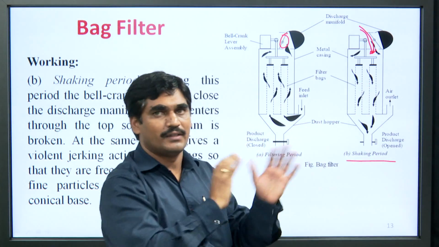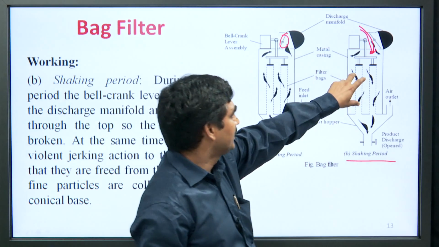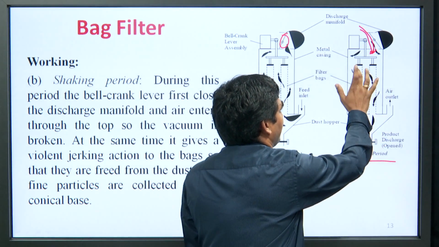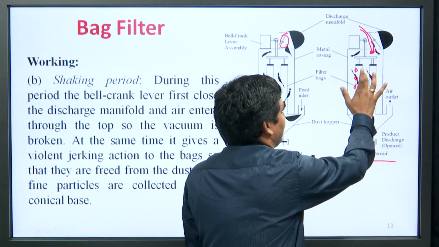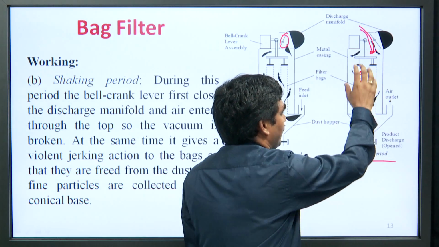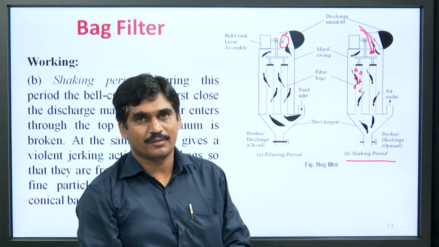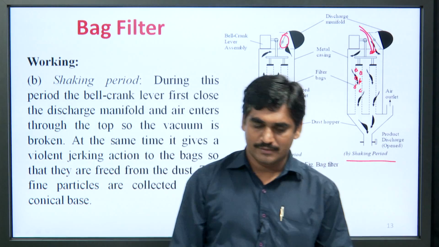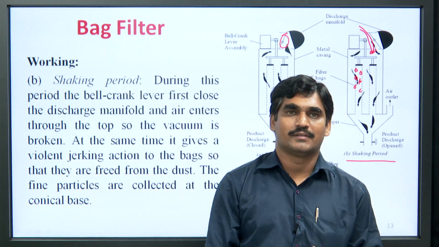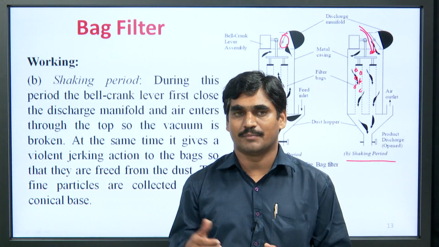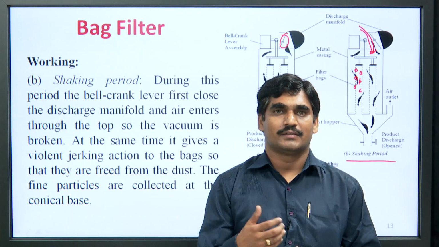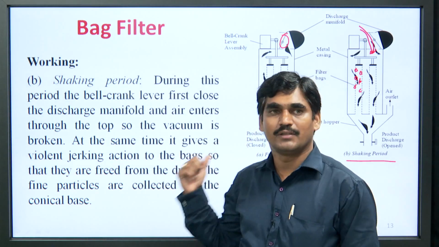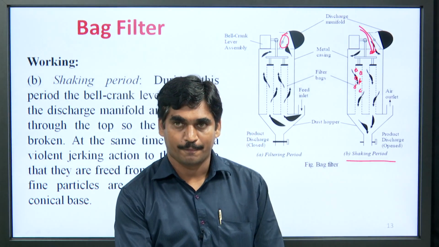So, these bag filters are shaken, due to which the particles attached to the walls of the bag fall off because of the shaking. At the same time, as it is written, violent jerking is applied to the bags, so that they are freed from the dust, and the fine particles are collected from the conical base. Okay.